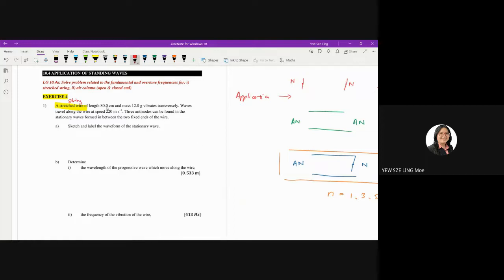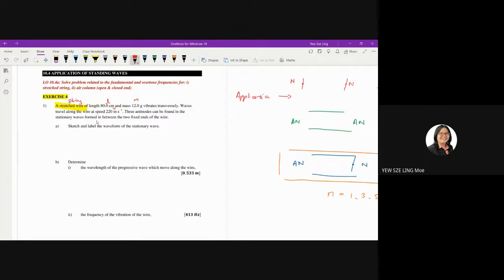A stretched wire of length 80 cm, this is L, and a mass of 12 gram is plucked transversely. So the wave travels along the wire at a speed. So we are given the speed inside the string, and 3 anti-knots can be found in the stationary waveform between two fixed ends of the wire. So how to sketch this diagram? When it comes to an application of a string, you must have knots at both ends.